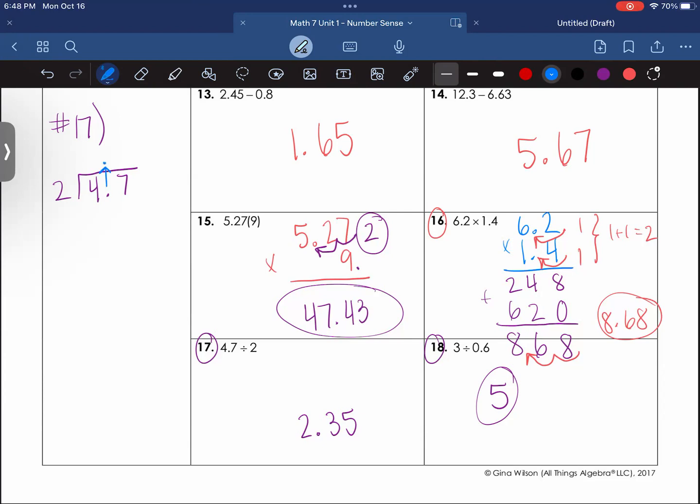So how many times does 2 go into 4? Without going over, that's 2 times. 2 times 2 is 4. We get 0. Now we bring down our 7. How many times does 2 go into 7 without going over? That would be 3 times. 2 times 3 is 6. If we subtract, we get 1. Now, usually you guys would stop here and put that there's a remainder of 1. When you're working with decimals, we are not going to do that.